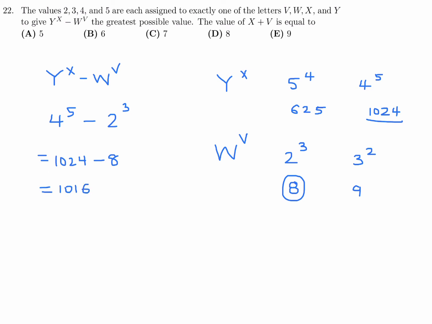1016. Now they're interested in x plus v. My x is 5. My v is 3. So x plus v is 5 plus 3, and that is equal to 8. So number 22, the answer is D.